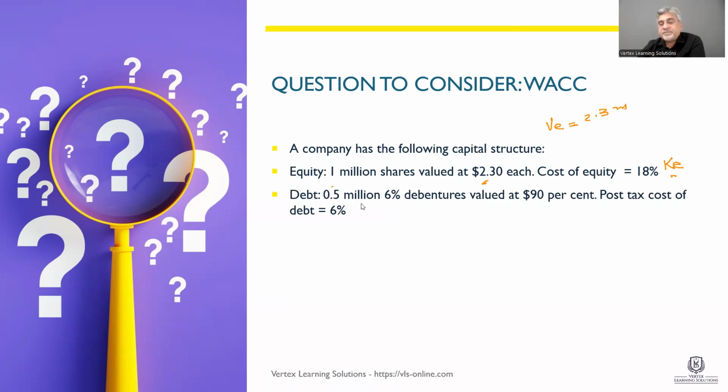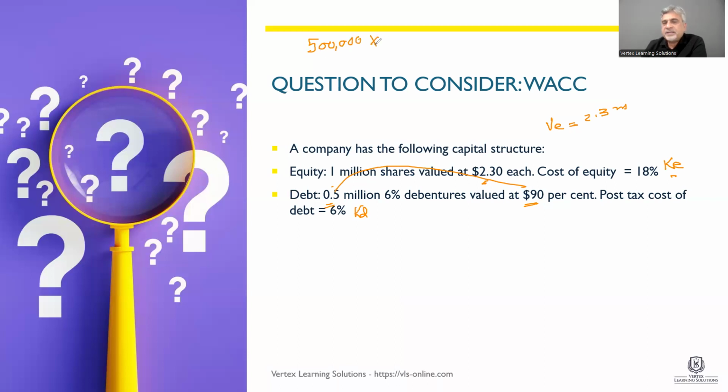Now, debt has different types. So you have 0.5 million debt. These are 6% debentures, so bonds which are 6%. The market value is $90. The face value could have been 100, and I'm sure it was 100. But we will always consider the market value. Post-tax cost of debt is 6%. So for these bonds, post-tax, not pre-tax, KD is 6%. The market value is $90 and 0.5 million. So we have to multiply 0.5 million, which means half a million. Okay. So half a million was the face value.